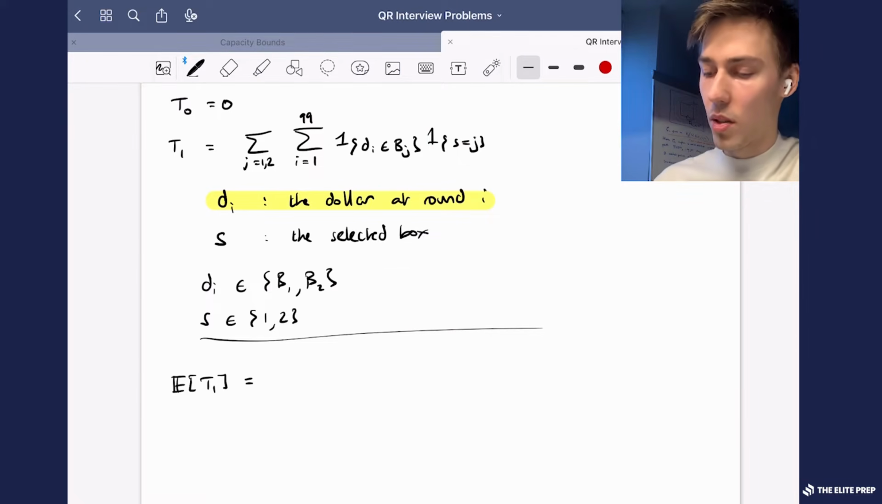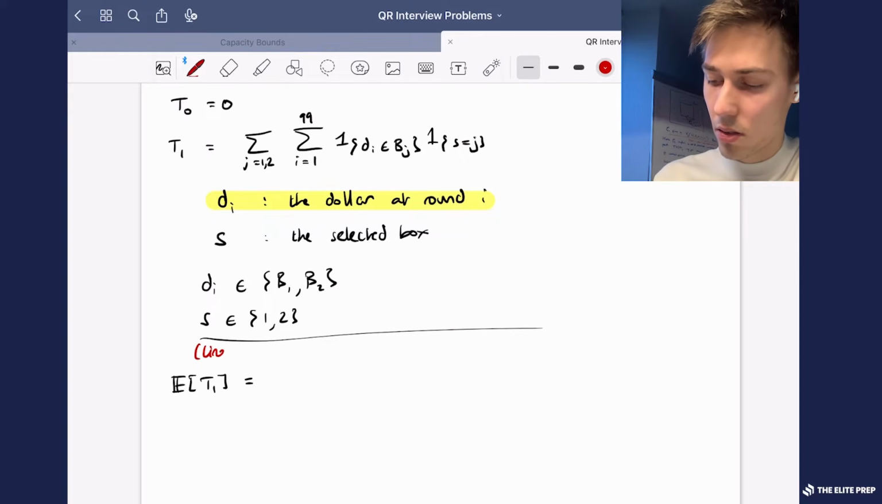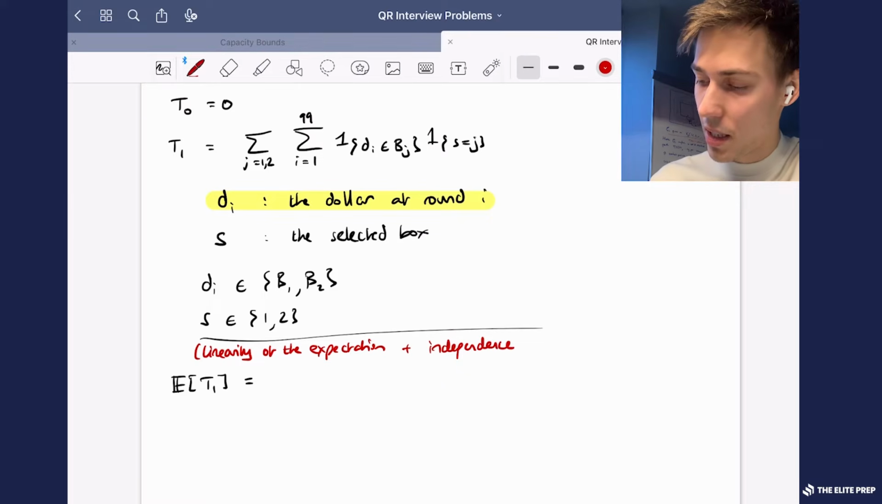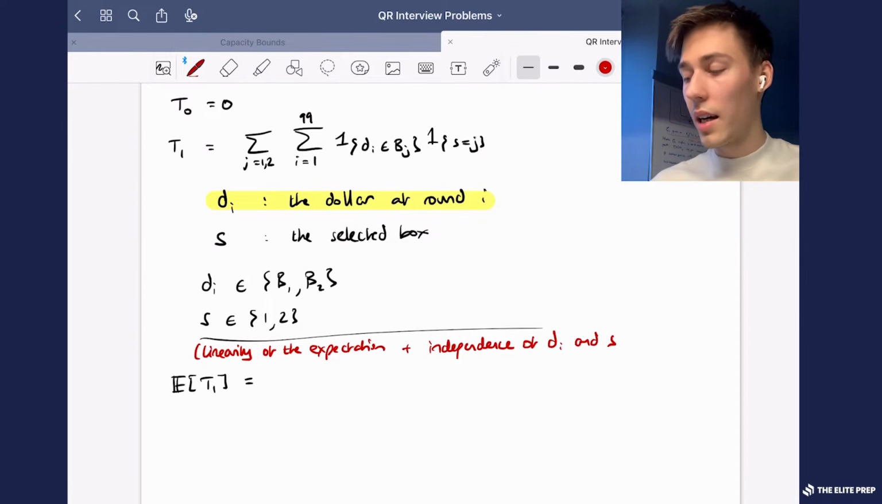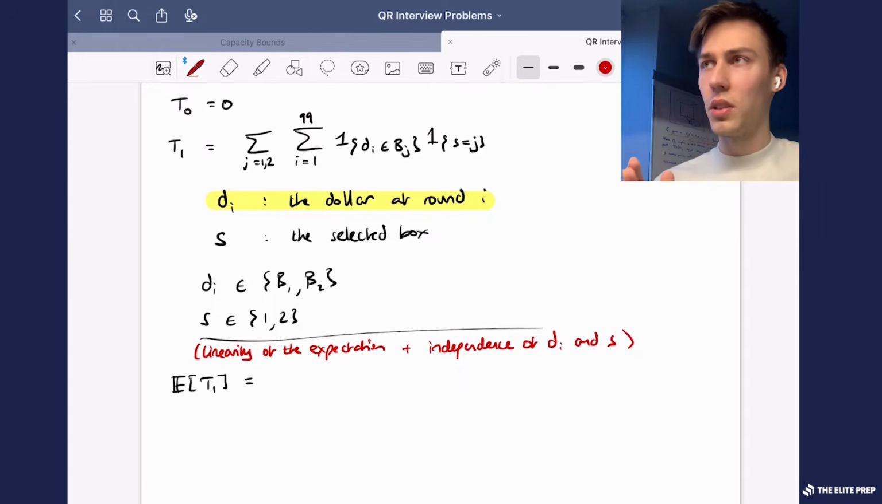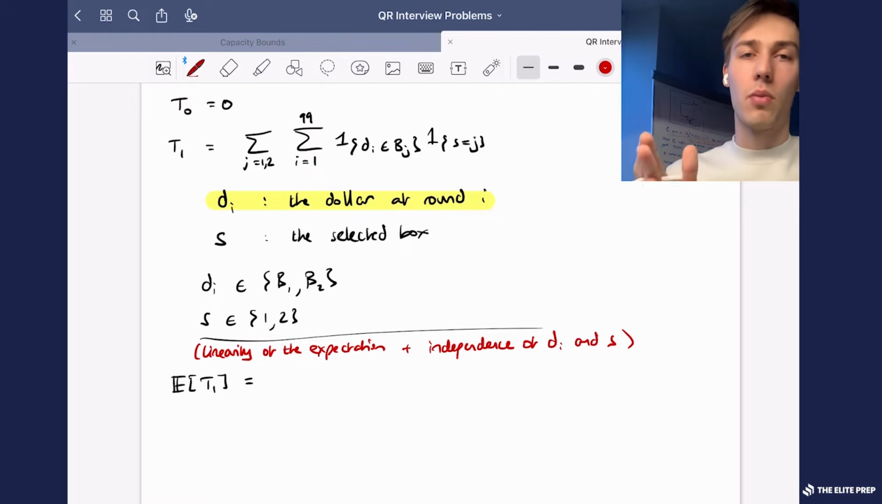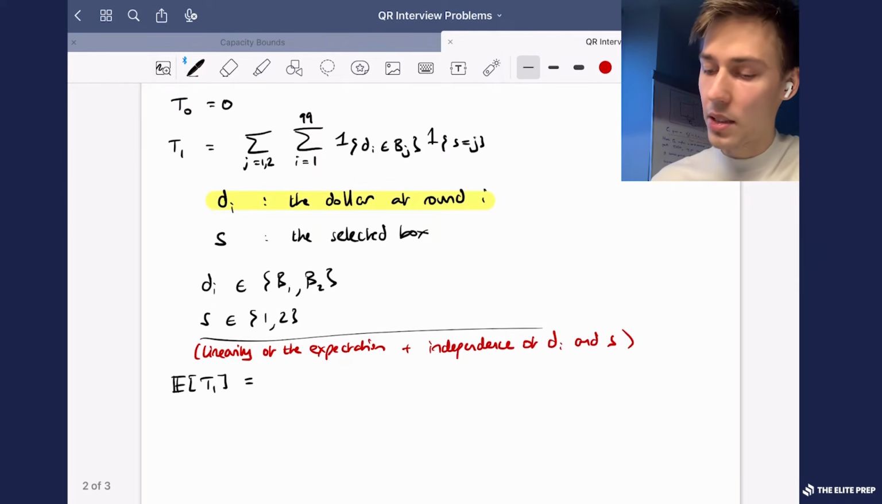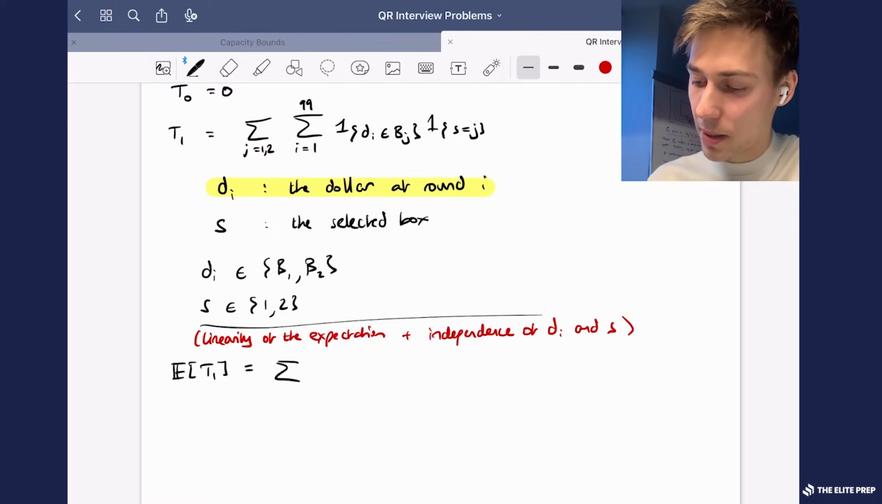And after we have this random variable, we can look at the expectation of this random variable. So then once we look at the expectation, we can use linearity of the expectation and independence of DI and S. DI and S are independent because at each step we don't depend on the previous step of which box we've placed the dollar in, and also when taking we don't depend on where the dollars have happened. So we take randomly and we place randomly, and we do that in an independent fashion. So when taking the expectation, the sums will go outside of the expectation, and we take the expectation over the indicator functions.